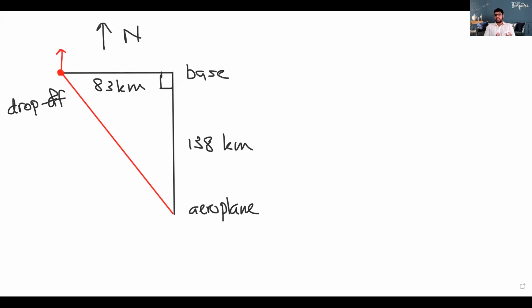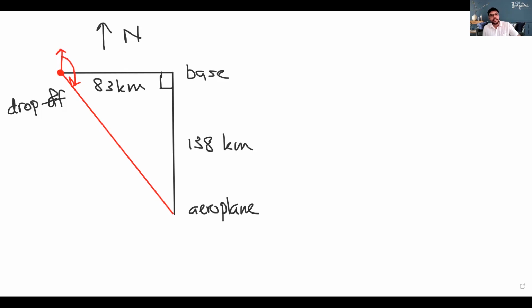You know how to check bearings. How do you check bearings? You stand at that point, you face north, and you turn clockwise until you look at the direction you want, right? So what are we going to do? We're going to stand here and we're going to turn clockwise until we are facing the aeroplane.